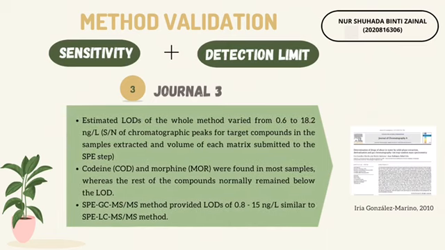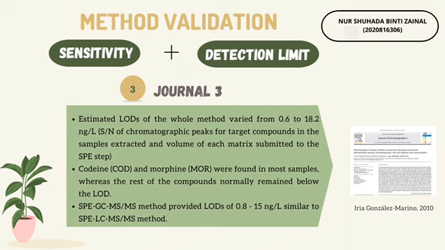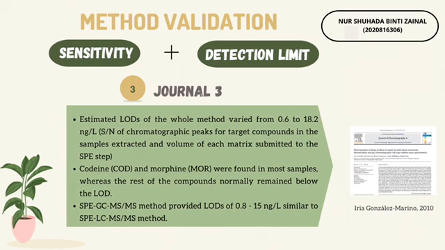For Journal 3, the estimated detection limit of the whole solid phase extraction method varied from 0.6 to 18.2 nanogram per liter. These values were calculated based on the signal-to-noise ratio of the chromatographic peaks for target compounds in the extracts from the samples and the volume of each matrix submitted to the solid phase extraction step. Codeine, COD, and morphine, MOR, were found in most samples, whereas the rest of the compounds normally remained below the detection limit. The SPE-GC-MS-MS method provided detection limits of 0.8 to 50 nanogram per liter, which is similar to the SPE-LC-MS-MS method.